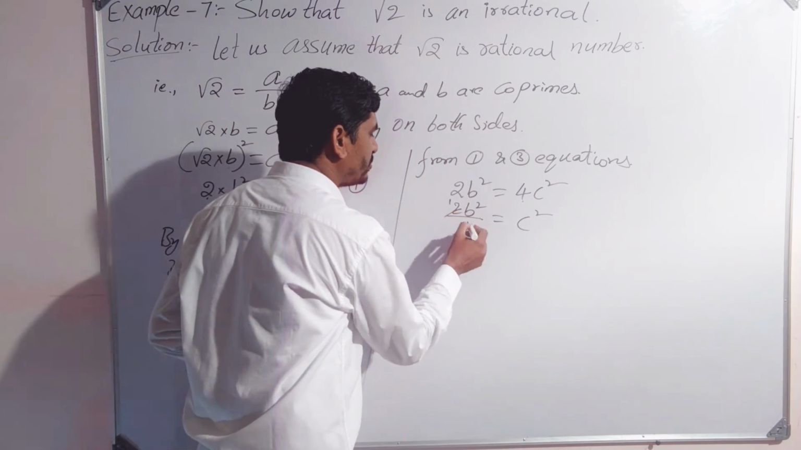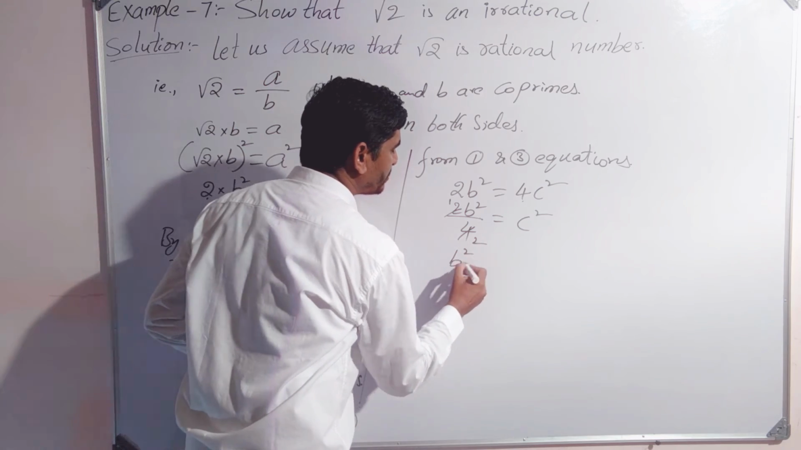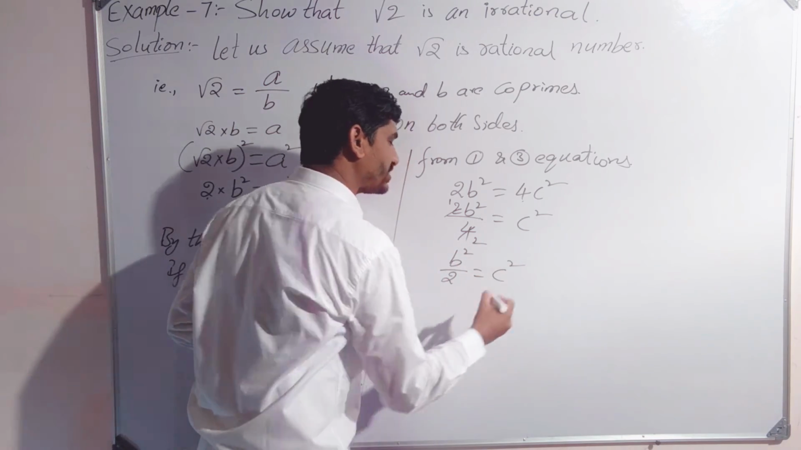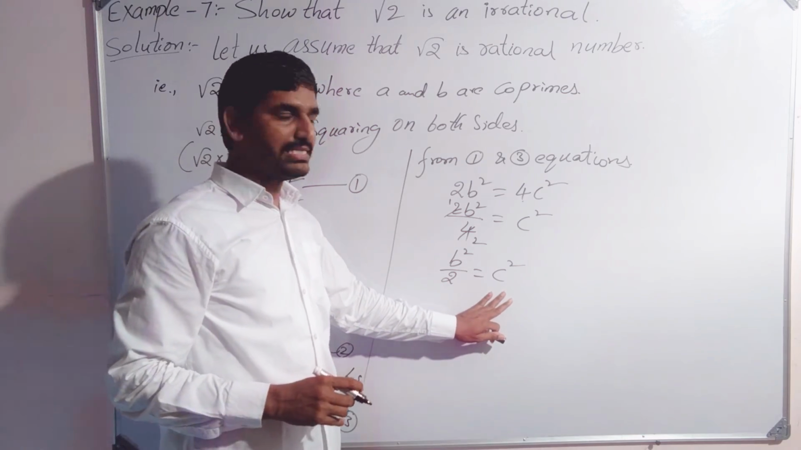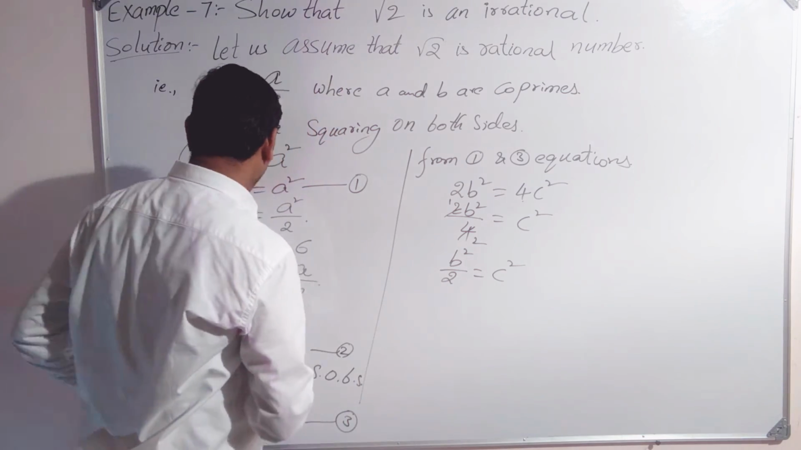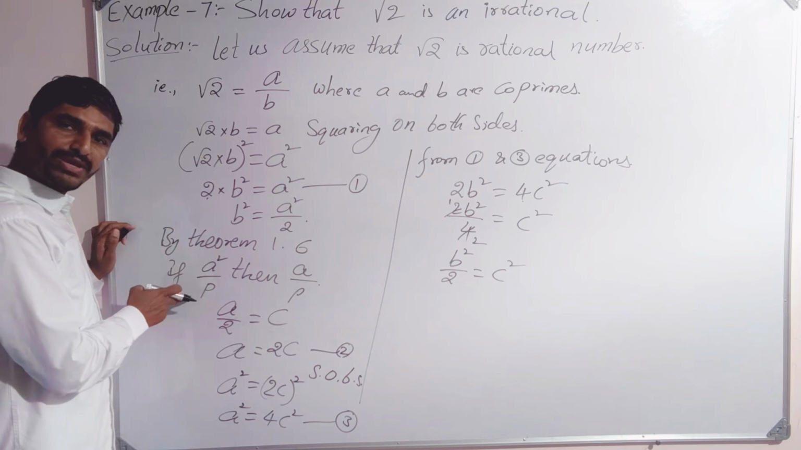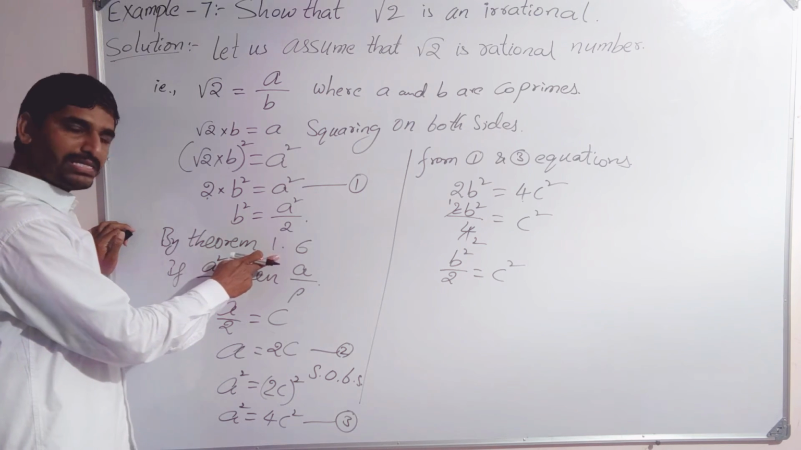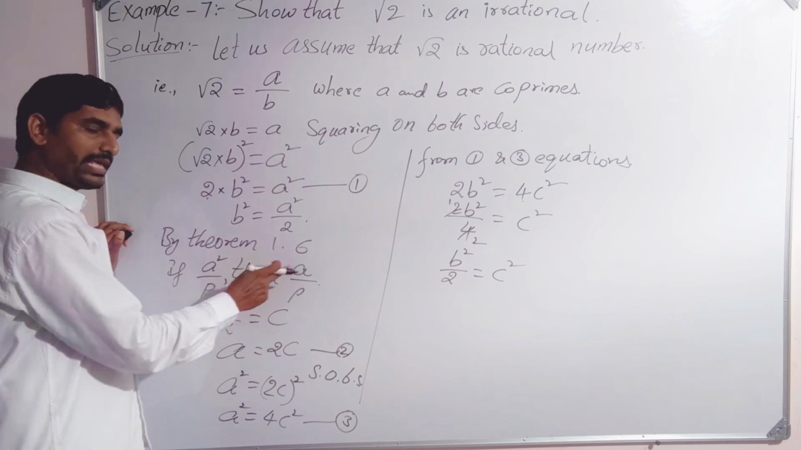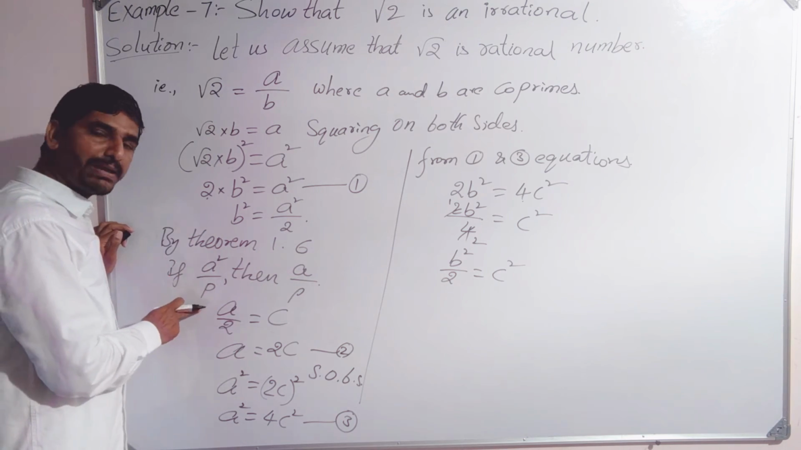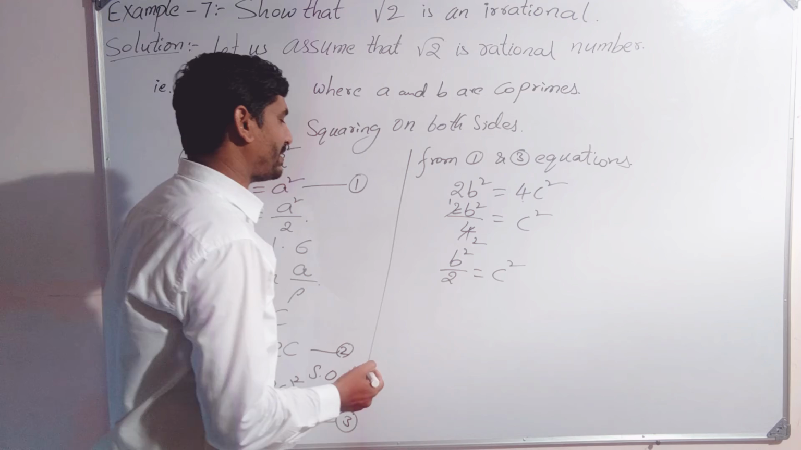Now 2 ones are 2, 2 twos are 4. So b square by 2 gives c square. So b square by 2 is something, and c square is it. By this theorem, again we are using theorem 1.6: if a square is divided by p, then a is divided by p.